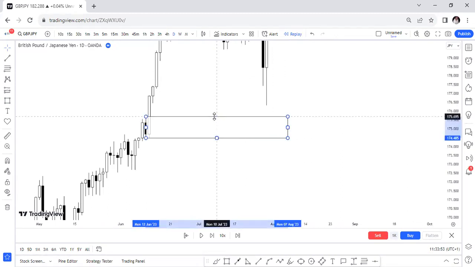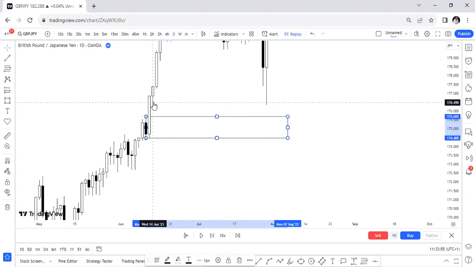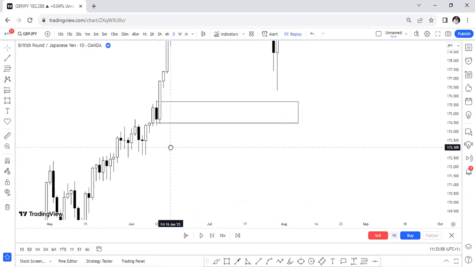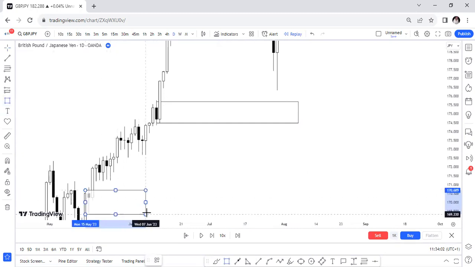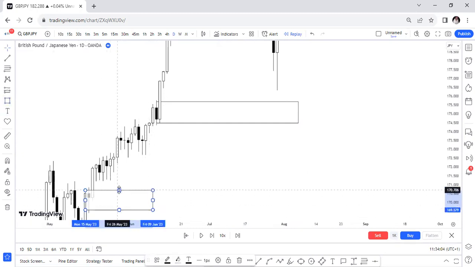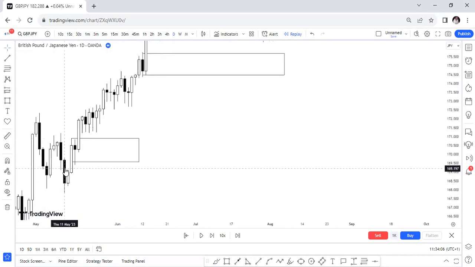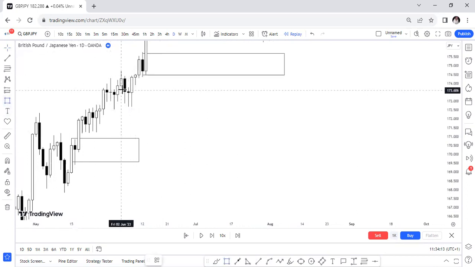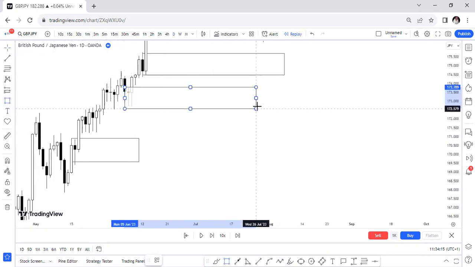Here, price does not come into the zone. There's a gap here, which we're going to talk about right now. This is engulfing. That creates a zone there. This is a rally-base-rally, as you would call it in supply and demand. So this is an engulfing zone.